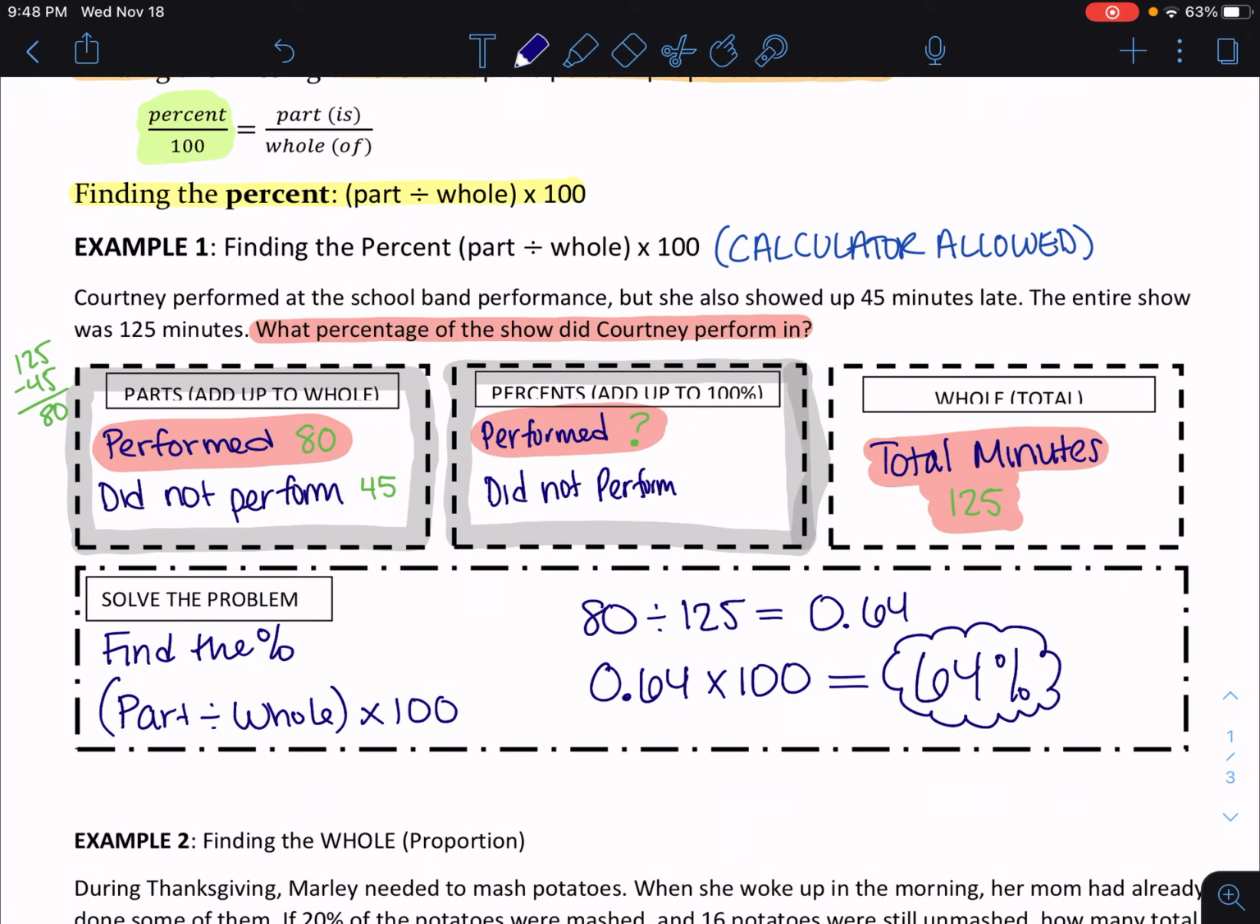So I identified my parts. I identified the percents that add up to 100, and I stated what my total was. I placed my numbers in the correct spot. So the show was 125 minutes long. She did not perform in 45 minutes, so she did perform in 80 minutes. Then I'm going to place my question mark. My question mark goes under perform because the question says what percentage of the show did she perform in? And then I'm going to highlight what I'm going to use to solve the problem. And then I can use the big box to solve the problem.